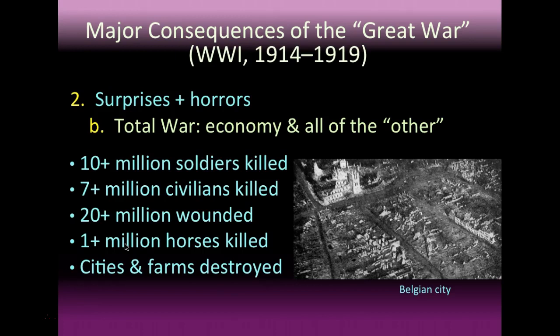Plus, cities and farms were completely destroyed. And this Belgian city is one example. A lot of Europe looked like this, including a lot of Germany. And with the Paris Peace Treaty, Germany looking like this was supposed to help rebuild other European states, which, as you can imagine, was a little bit of a hardship for Germany.